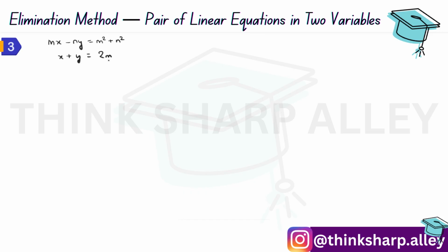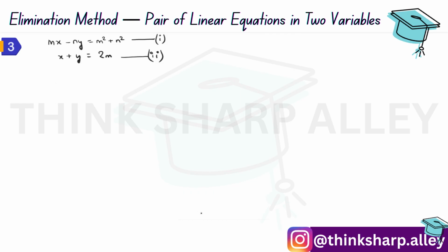So we have x plus y equal to 2m. So we can see the coefficients of both x and y are 1 in this equation, right? Which makes it easier to manipulate. Now since the first equation already contains minus ny, and here we have the opposite sign, plus y, I'm going to choose variable y for elimination, right?